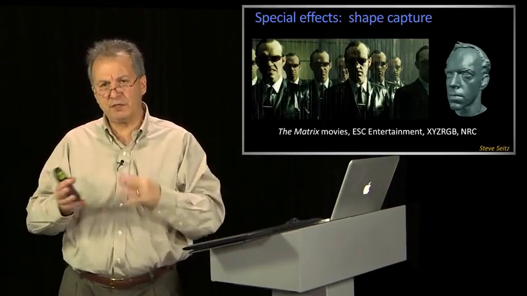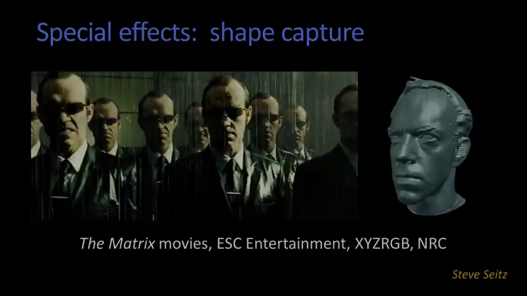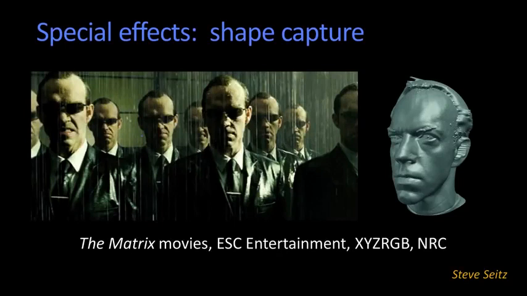There's an area of computer vision people know a little bit less about. It's used a lot in special effects. Everything from capturing the shape of somebody, so you take the scan of somebody's face, whether it's laser or otherwise, you build models, and then you can make lots of these people.